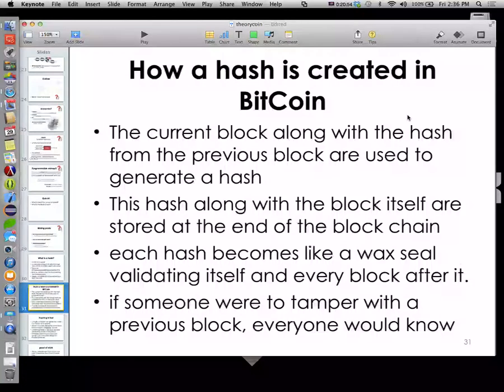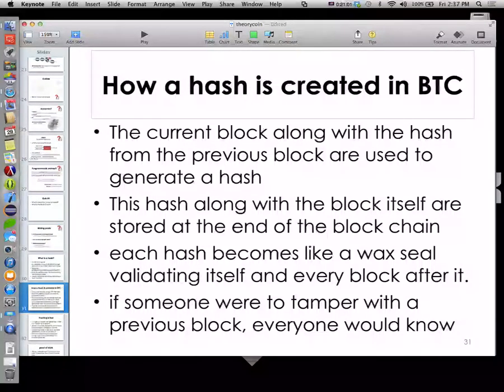So how is a hash created in Bitcoin? And just to give us an acronym, BTC is usually the representation for Bitcoin. Somewhere in here, I think I switch over to that just because I got tired of typing Bitcoin. They wanted to just put a space in between them, and I didn't like that. So I just switched.